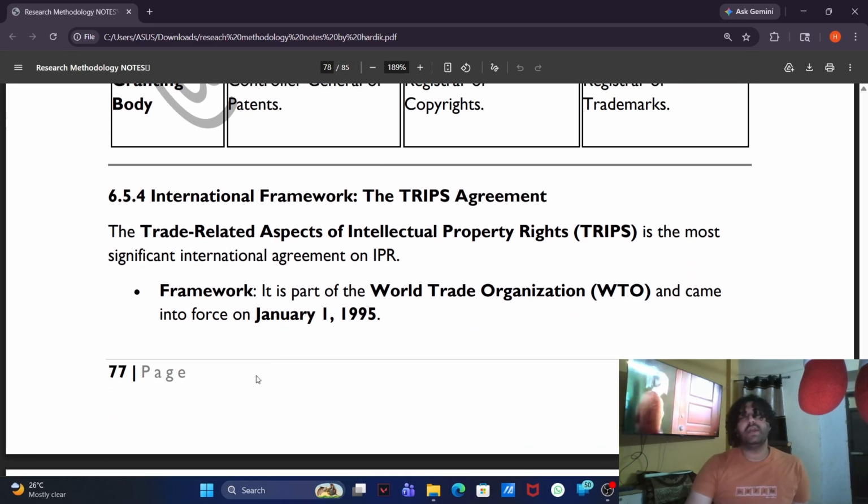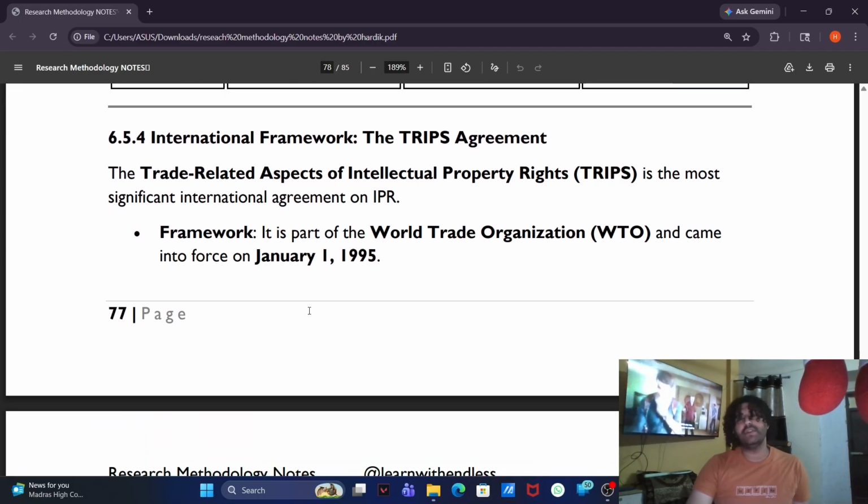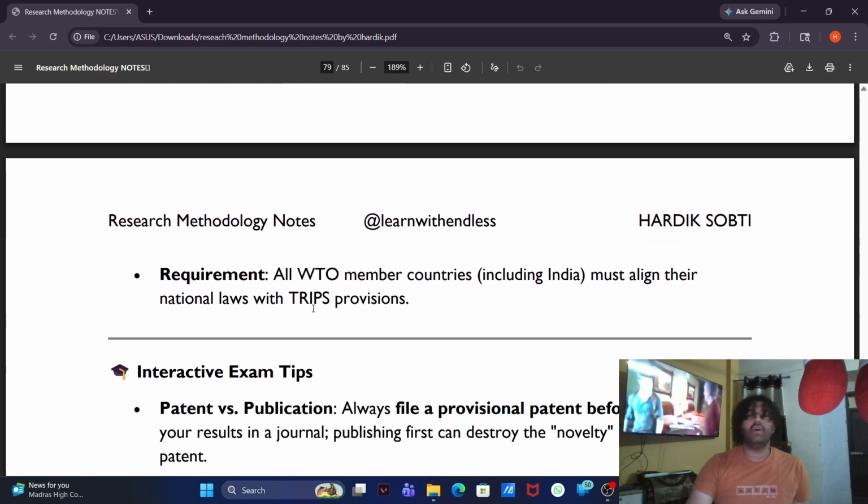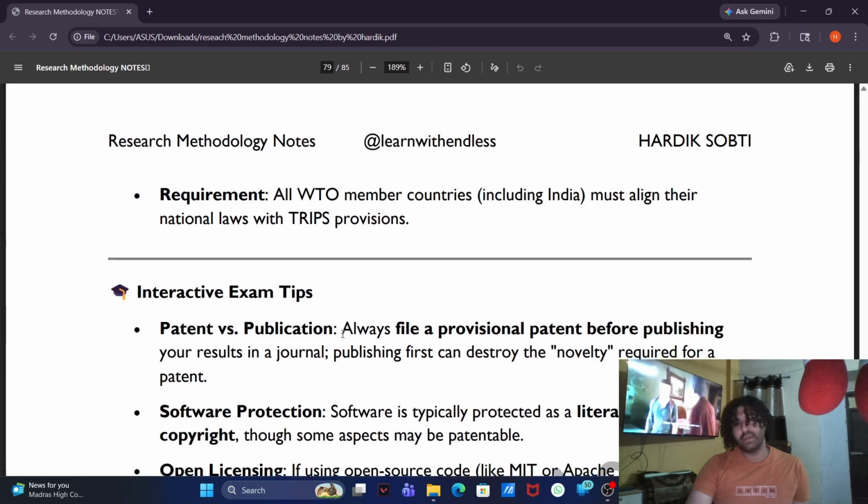Next topic, international framework, the TRIPS Agreement. The Trade-Related Aspects of Intellectual Property Rights, also called TRIPS, is the most significant international agreement on the IPR framework. It is part of the World Trade Organization (WTO) and came into force on January 1, 1995. Requirements: all WTO member countries, including India, must align their national laws with TRIPS provisions.